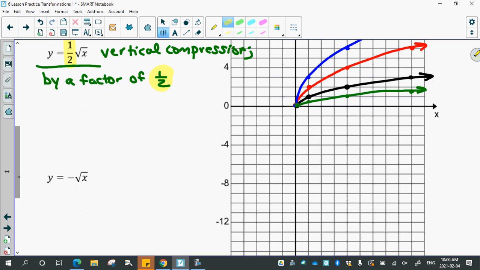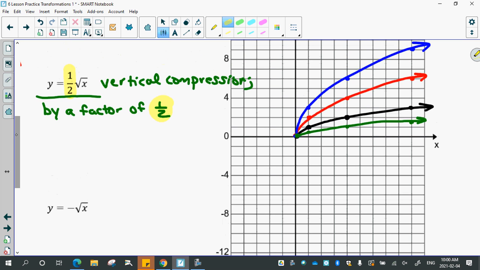What about y equals negative square root of x? Any theories? Yeah. Over 1 down 1. Very good. So you need a different color for that one. So we're still going to start at 0, 0. And we're going to go over 1 down 1, over 3 down 1, over 5 down 1.